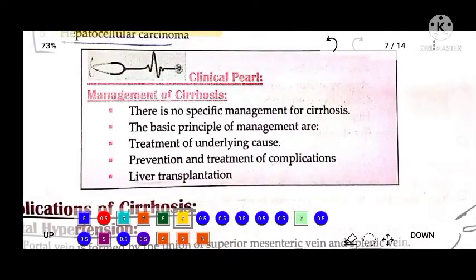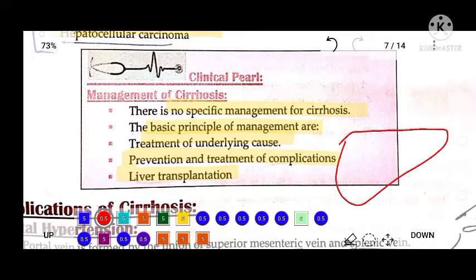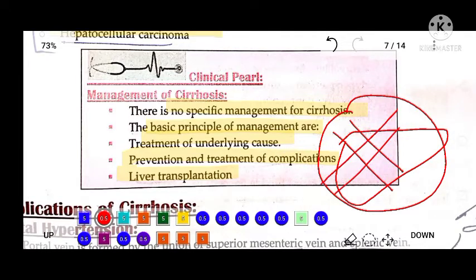Now coming to the management, there is no specific management for cirrhosis. Basic management is to treat the underlying cause, prevent and treat the complications, and the definitive treatment and end-stage treatment of cirrhosis is liver transplant. So this is the only treatment regimen for cirrhosis: liver transplant.